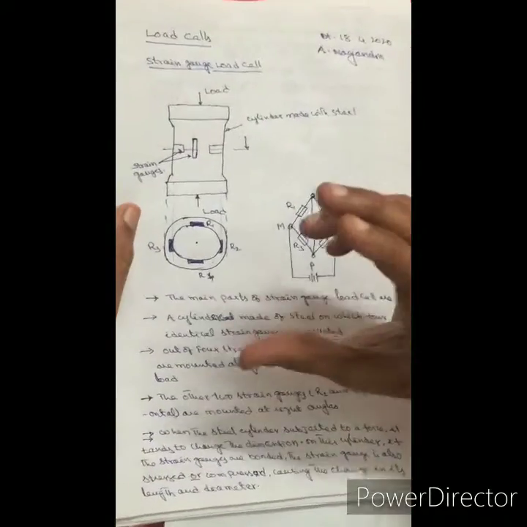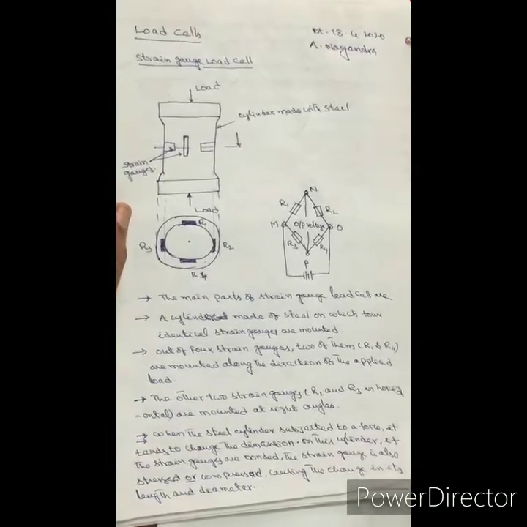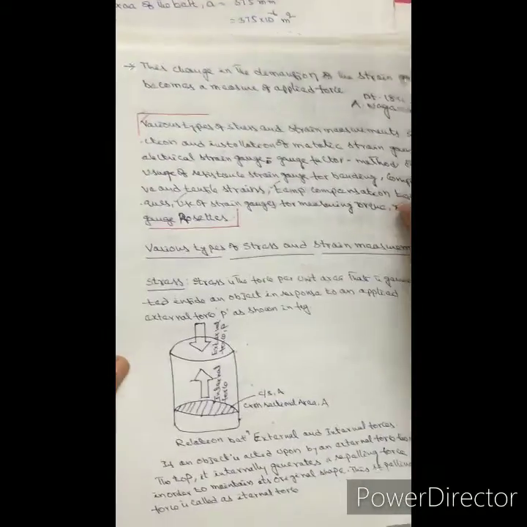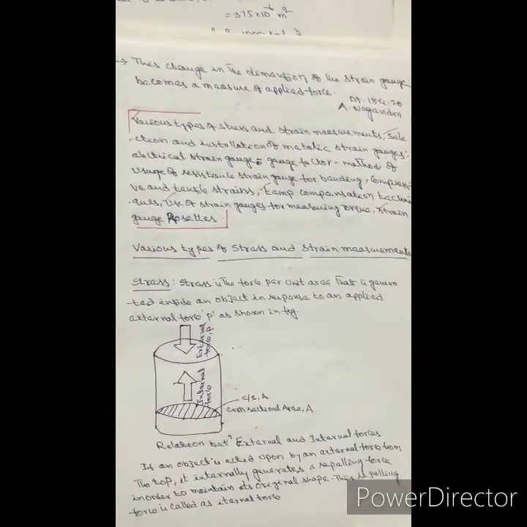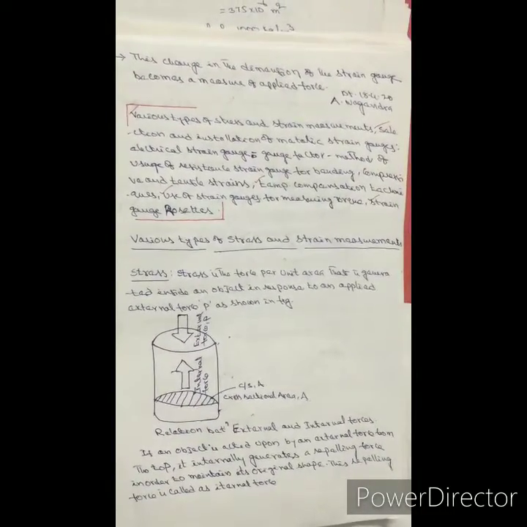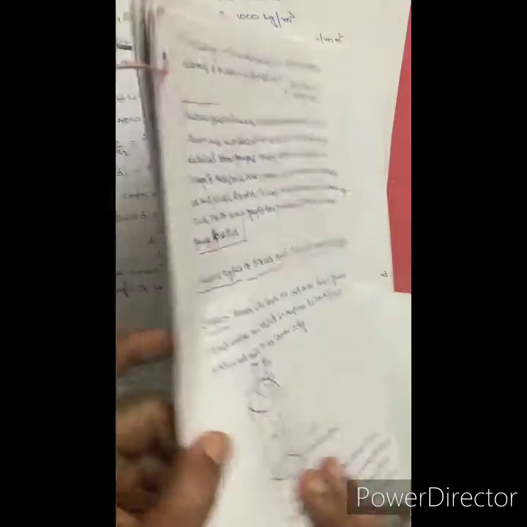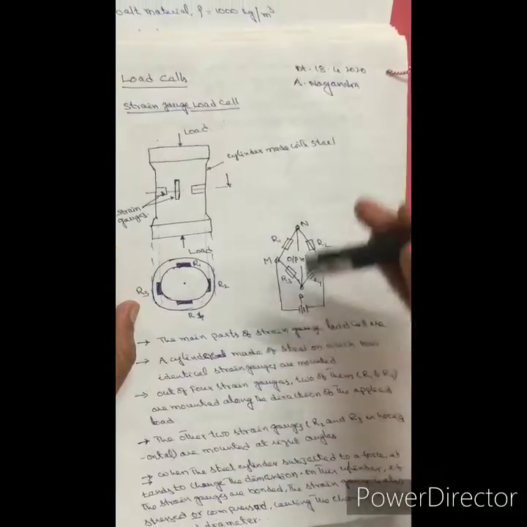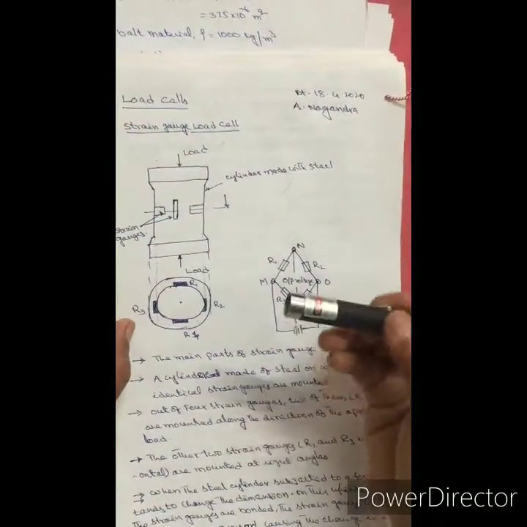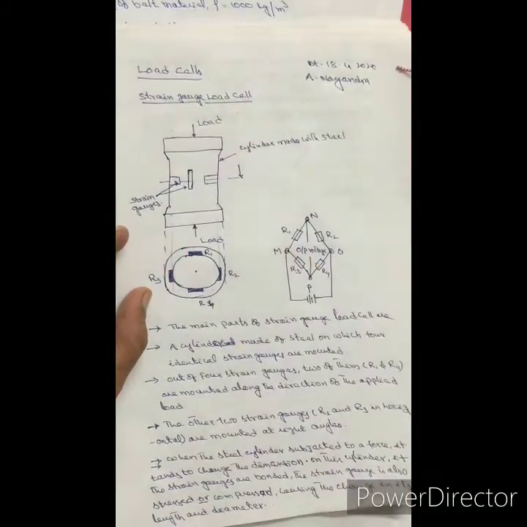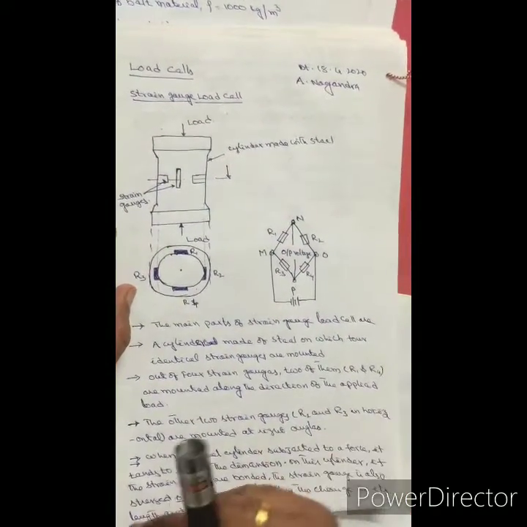Whenever we apply stress on any mechanical element, its length as well as its diameter will change. With that, the strain gauges get the change in dimension, and we read the applied force. See, this is the strain gauge. At this end we arrange one strain gauge, and at the other end another. Both are compressed.